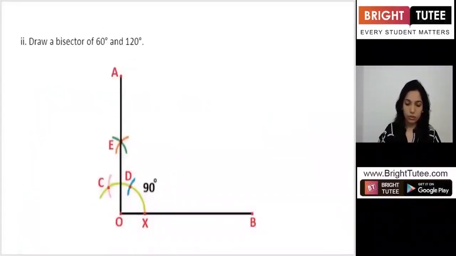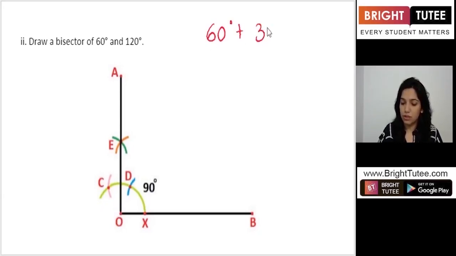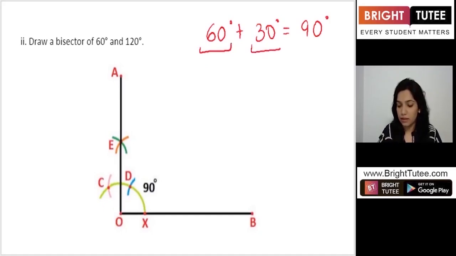Now the other way to do this is you need to draw the bisector of angle 60 and 120, because if you add 60 degrees to 30 degrees, you will get 90 degrees. So if you make angle 60 and then you make another angle 30, what you will see is angle 90. So how do you do this? First of all, make a line OB. On this line OB, keeping the pointer at O with any suitable radius for your compass, make an arc. Let it intersect OB at point X.